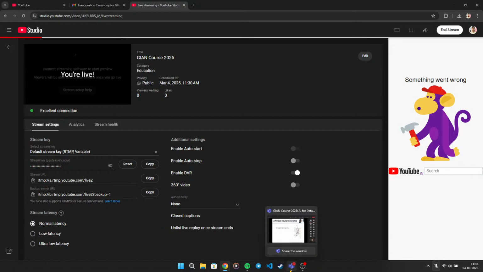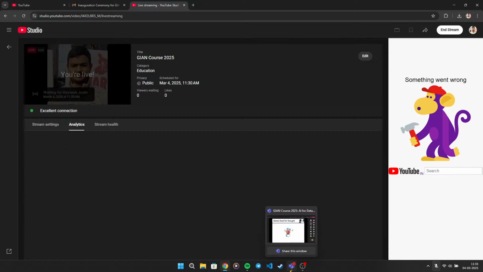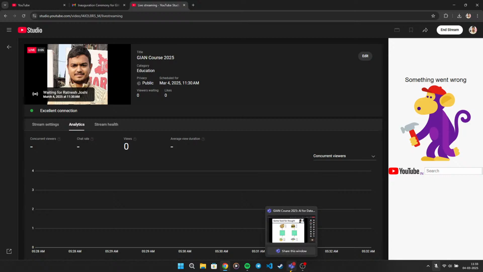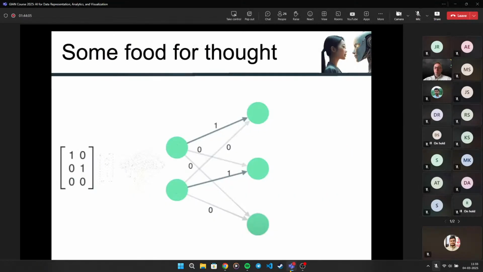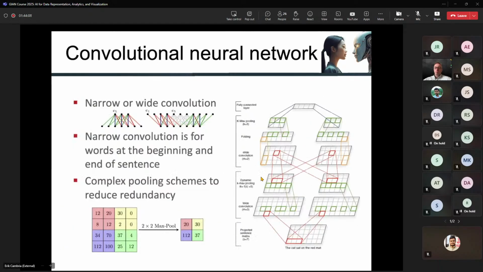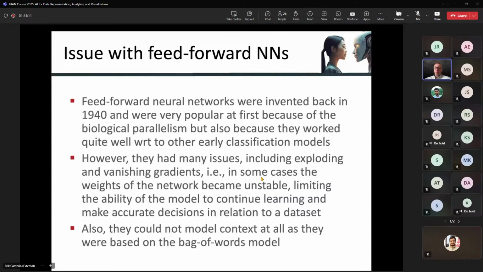Explain how we went from feed-forward neural networks all the way to transformers. So feed-forward neural networks were invented in the 40s, and they were very good at first, but then they had several problems. The vanishing gradient problem, for example, or overfitting, like the ones that we talked about yesterday. And the biggest problem was that they were still tied to the bag of words model.